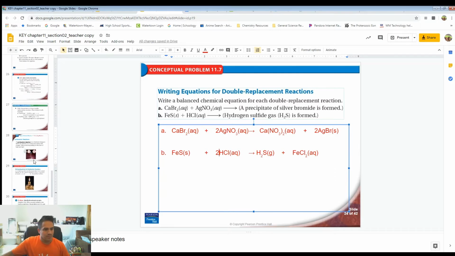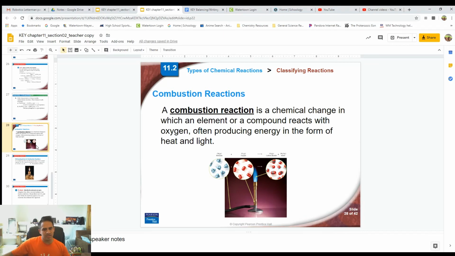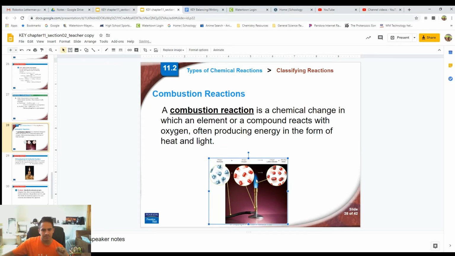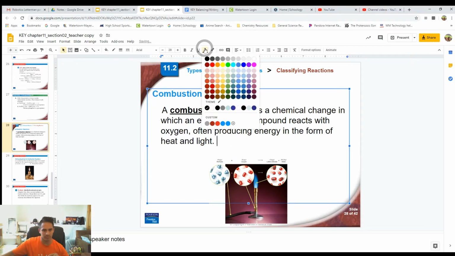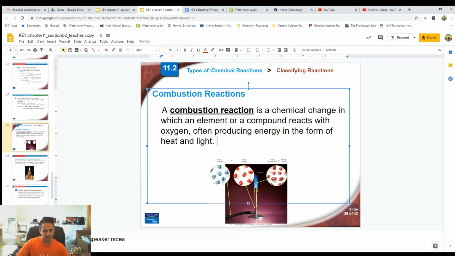All right, last one here we're going to look at is combustion reactions. In these reactions, you're going to be taking an element or a compound reacting with oxygen to produce energy in the form of heat and light. These ones have a very specific looking chemical formula. Typically, in the picture here, they have CH4 reacting with O2, and they're making CO2 and H2O.